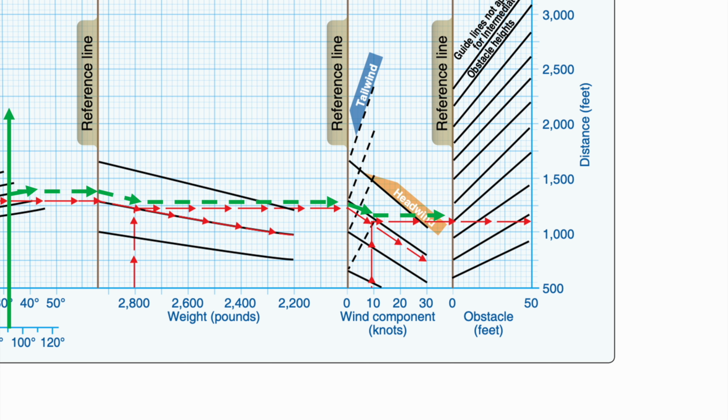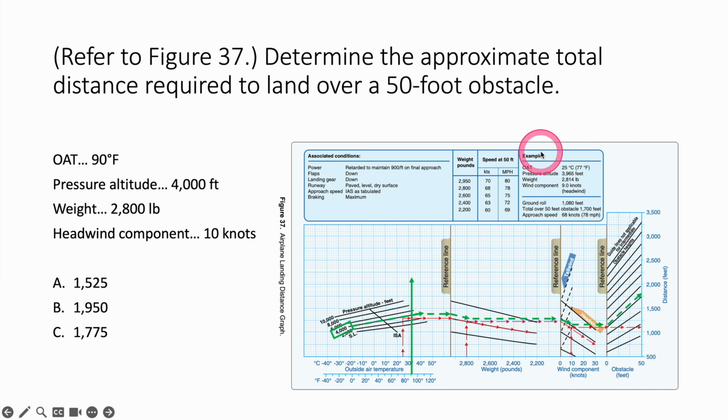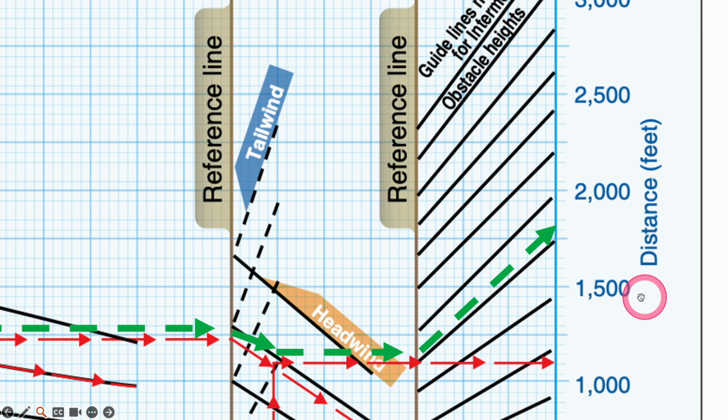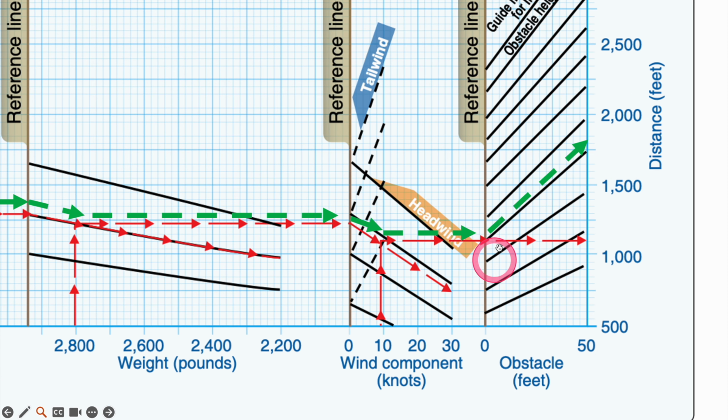And the question was asking for a 50-foot obstacle, and so that means you're going to trace these reference lines upward. So you should reach that point right there, and that'll give you 1775. So this is pretty difficult to read. So here's 1,500. This middle point should be 1750, and then there's 1775.